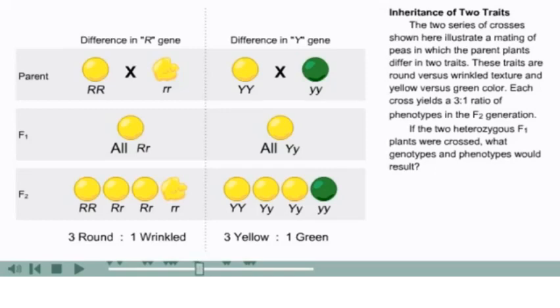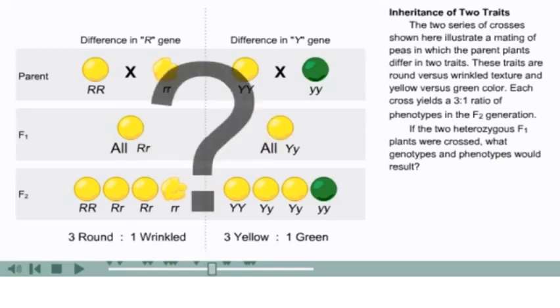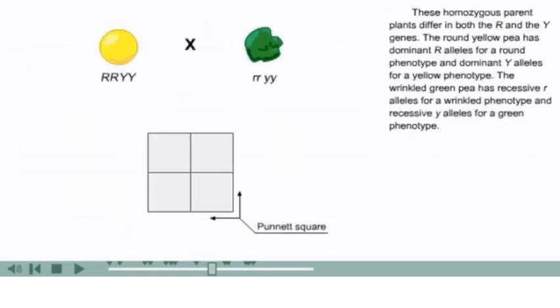The two series of crosses shown here illustrate a mating in P: first, round and wrinkled; second, yellow and green. In each series, a 3:1 ratio was obtained. If the two heterozygous F1 plants were crossed, what is the genotype and phenotype? Can you guess? Just imagine.